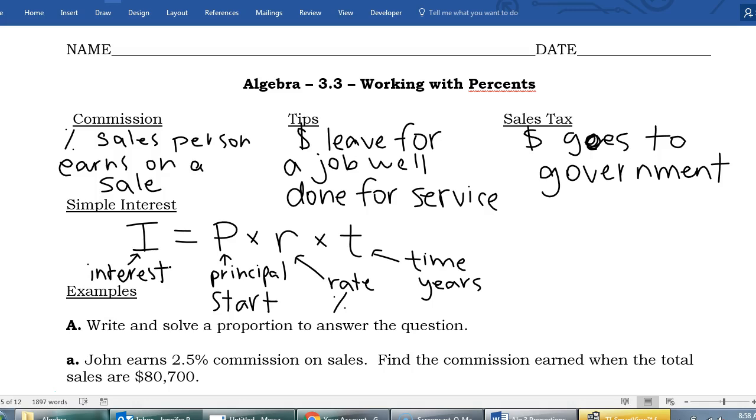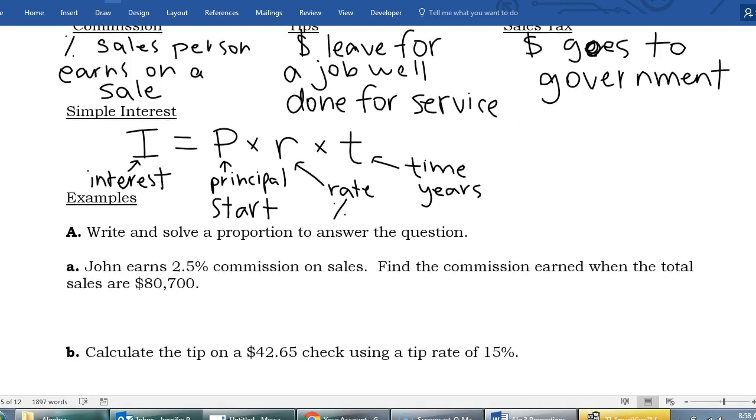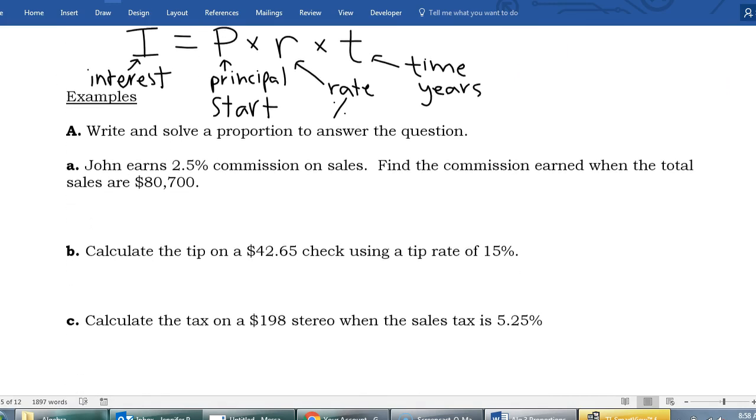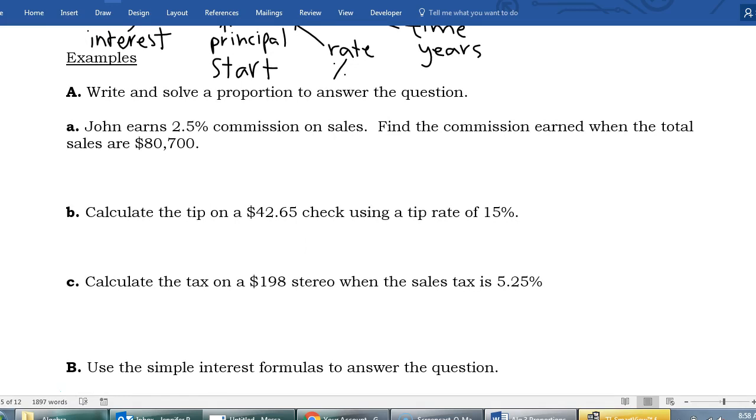So now that we have a couple of equations and definitions set up, let's do some math. Write and solve a proportion to answer the question. John earns 2.5% commission on sales. Find the commission earned when the total sales are $80,700. So we're going to use our proportions to do this. There are other ways to do percents, but since we're in a proportions chapter, let's stick with the same idea we talked about in the previous lesson.